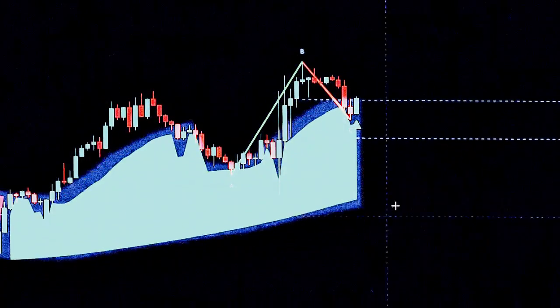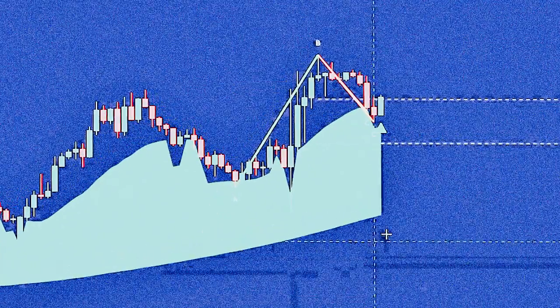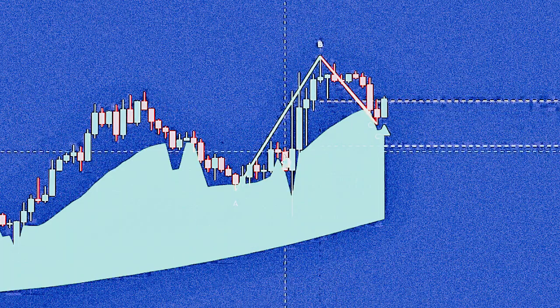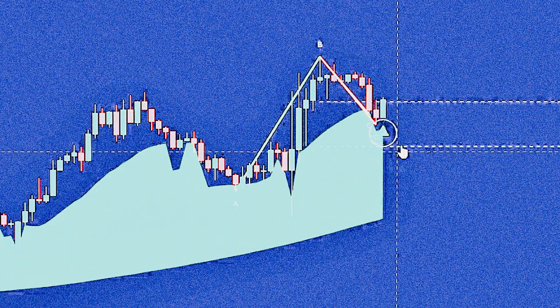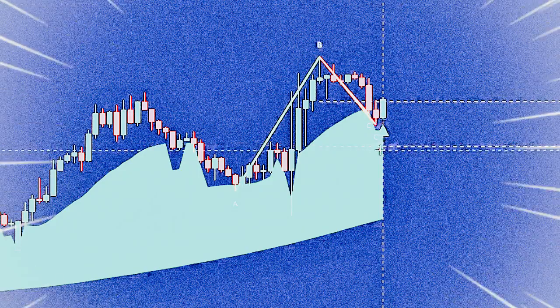Here we can see that the trend cloud is green, indicating that we are in an uptrend. If we take a look at the lines, we can also clearly see that a new ABC pattern has formed. Finally, we see that a green triangle was plotted, indicating that we can now enter into a buy position. So let's enter into a buy position here.